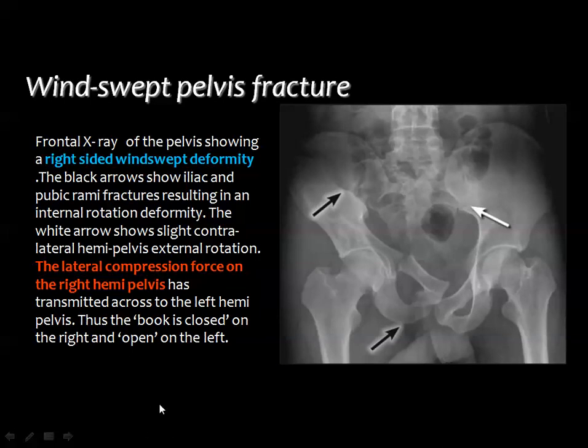And this is a right-sided windswept pelvic fracture. You see the fractures of the superior and inferior pubic rami, fracture of the iliac bone and disruption of the sacroiliac joint, while on the left side you can see the open book injury with some diastasis of the sacroiliac joint and disruption of the pubic symphysis. And as stated in the literature, the lateral compression force on the right hemipelvis has transmitted across to the left hemipelvis. Then the book is closed on the right side and is opened on the left side.